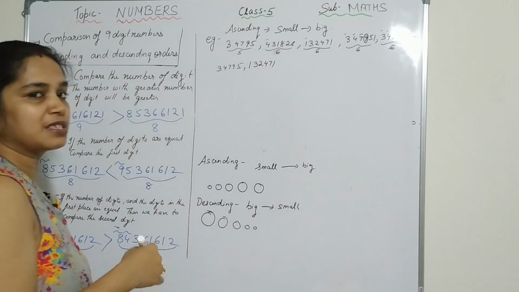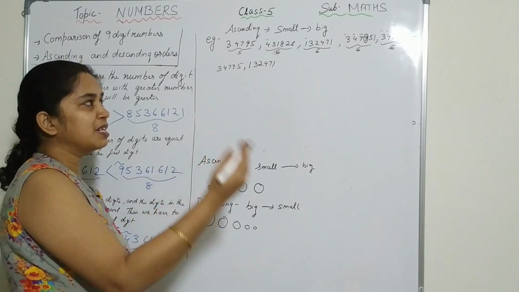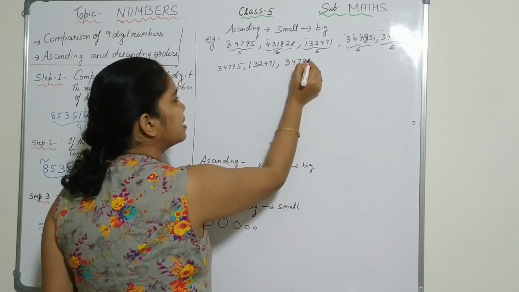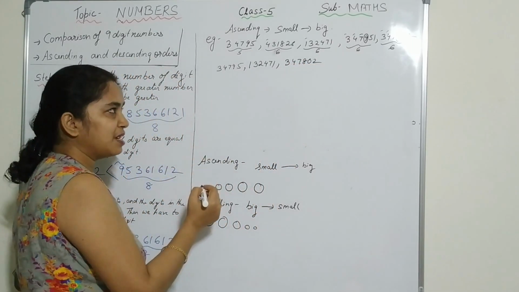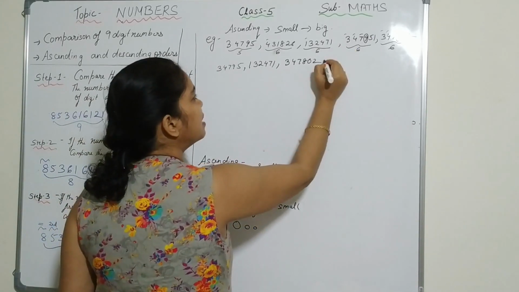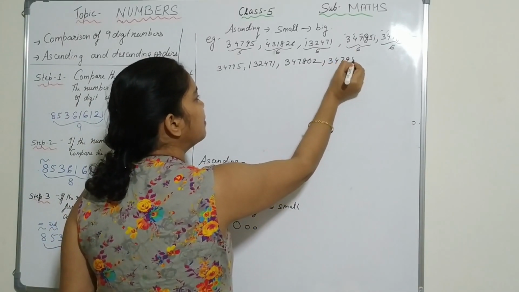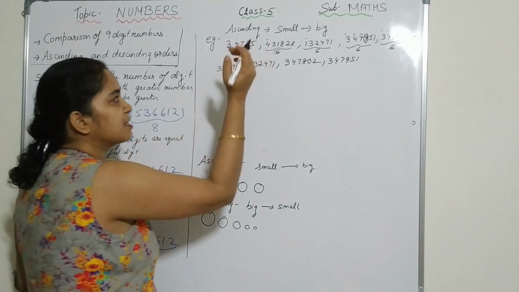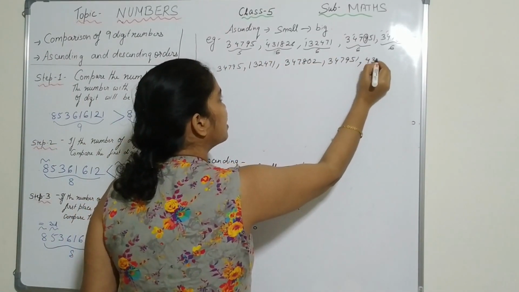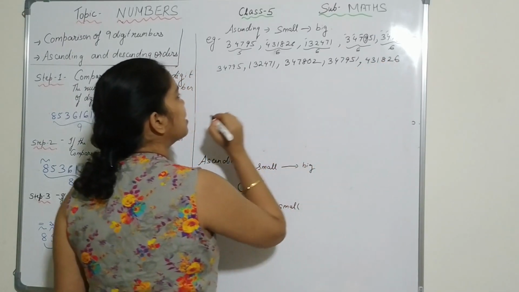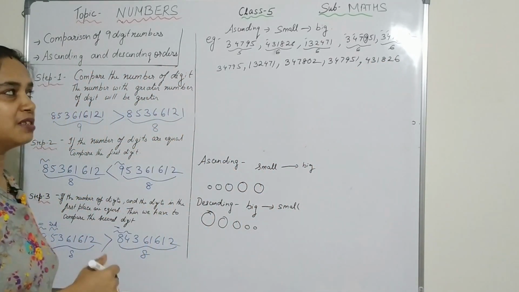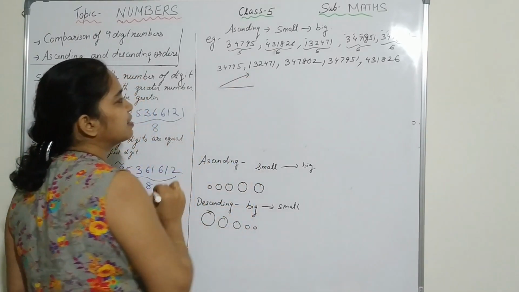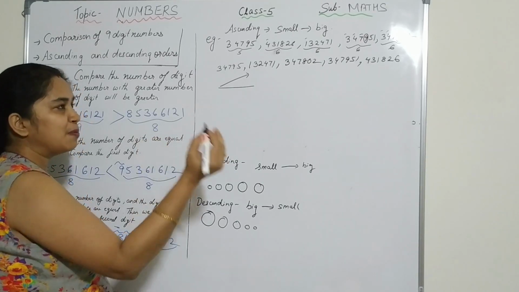So which will come first? We have to write from smaller to bigger. So this number, 347802, will come first. And after that, which number will come? 347951 will come. And obviously if all the 4 numbers are given, then the biggest one will be 431826. So this is all about the ascending order, that is, smallest to biggest.